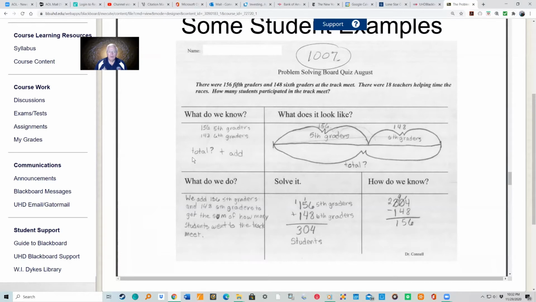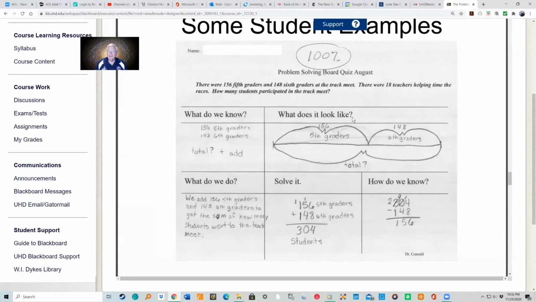We also know that we're trying to get a total of some kind, and to get that total, we add. So here the student has done a very, very nice job of laying out the important information, the goal of what we're asking for, and how you're going to go about doing it.